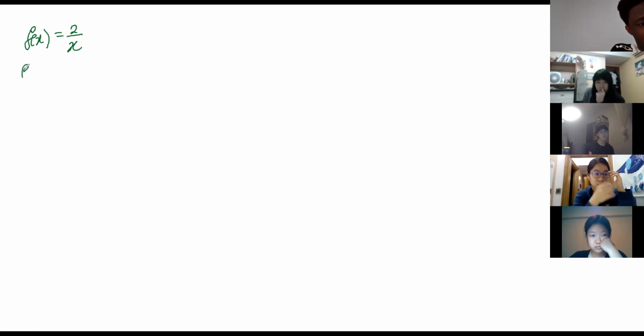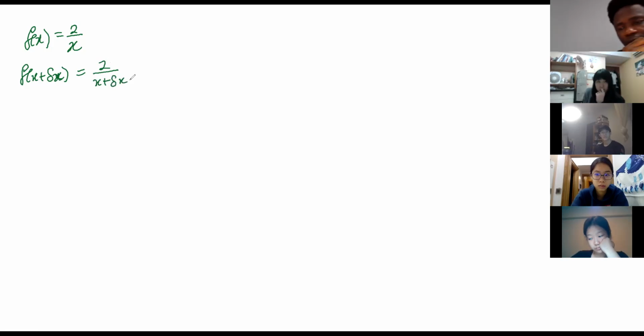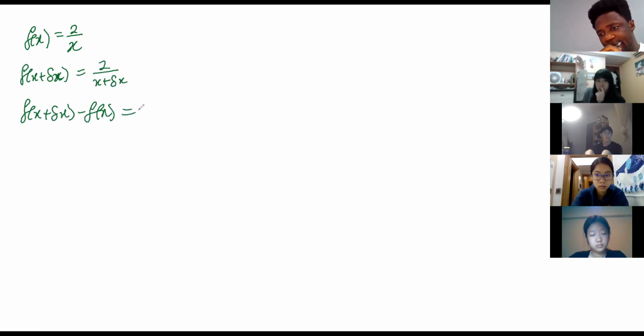I'm just going to do x plus delta x, which is going to be 2 divided by x plus delta x. And there's no expansion here. Agree? There's no way we can simplify this. Do you all agree with that? So the next thing we always do is the difference between f of x plus delta x and f of x. Can you see that? And that is just 2 over x plus delta x minus 2 over x.